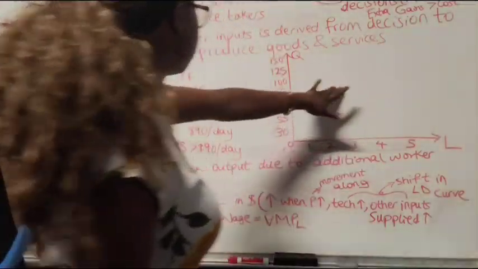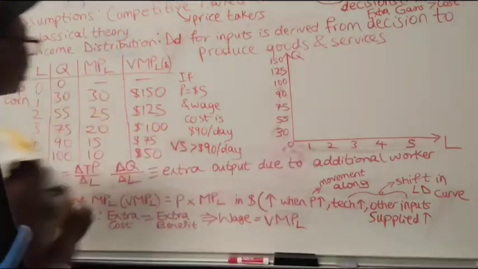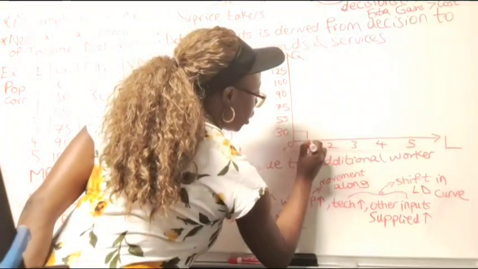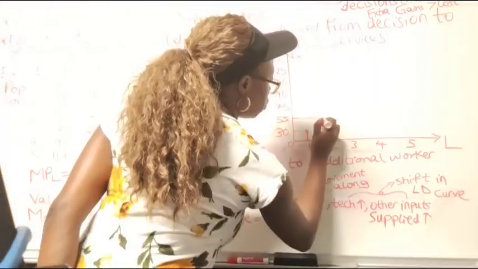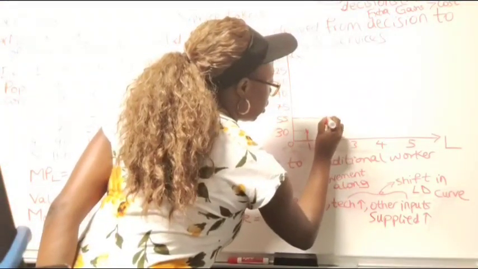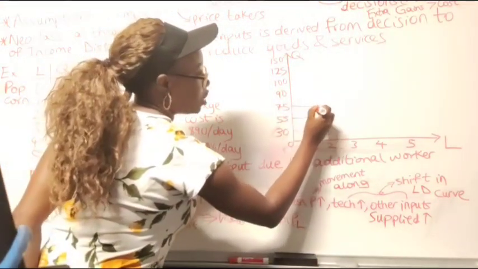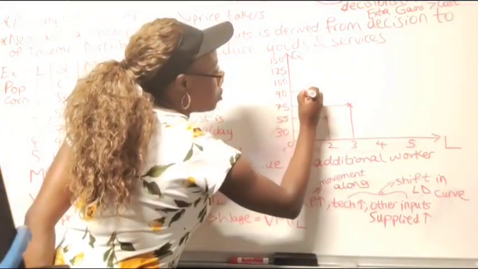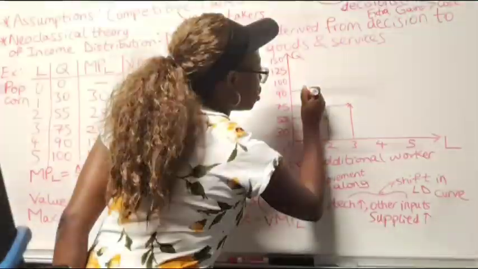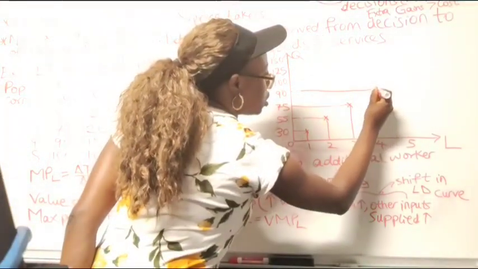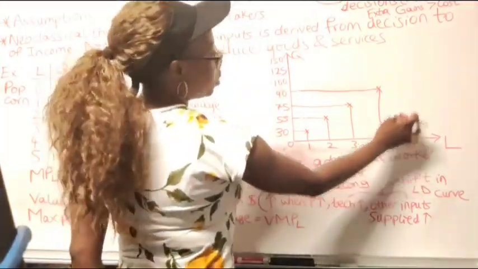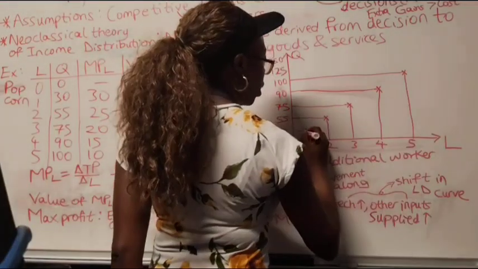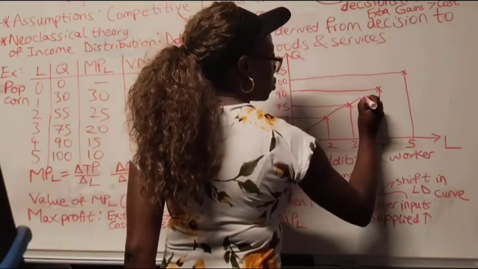So to plot this total product graph, when you have 1 worker, how many outputs do you have? 30. So you trace it down from 30 to 1 worker. When you have 2 workers, how much output do you have? You have 55. So you trace it down to 55. When you have 3 workers, you have output as much as 75. So you trace that down as well. And then when you have 4 workers, you have as much as 90. So you trace it down all the way to 4 workers. And when you have 5 workers, your output is as high as 100. Okay, so you trace that down. And that is basically how you have your total product curve.